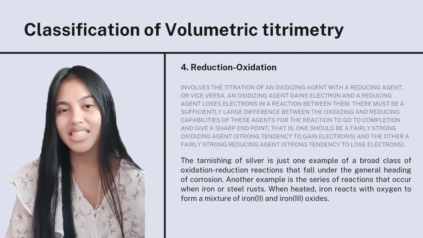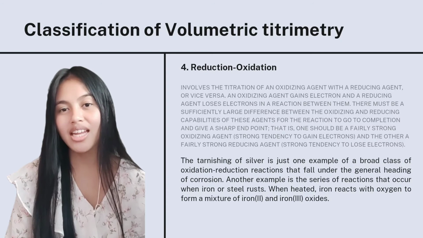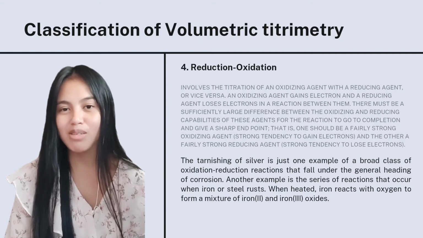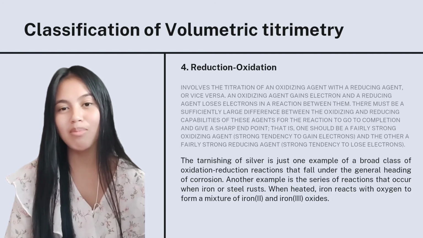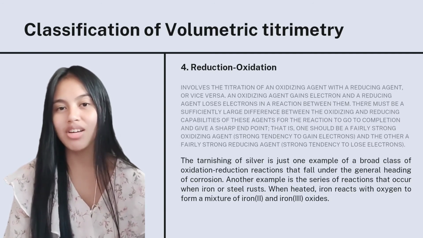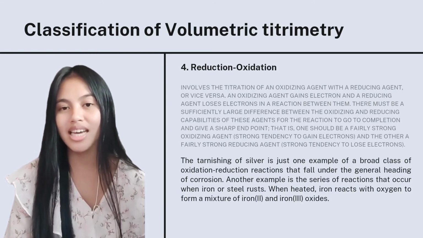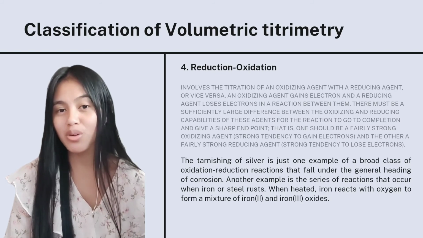An oxidizing agent gains electrons and a reducing agent loses electrons in a reaction between them. There must be a sufficiently large difference between the oxidizing and reducing capabilities of these agents for the reaction to go to completion and give a sharp endpoint. That is, one should be a fairly strong oxidizing agent and the other a fairly strong reducing agent.